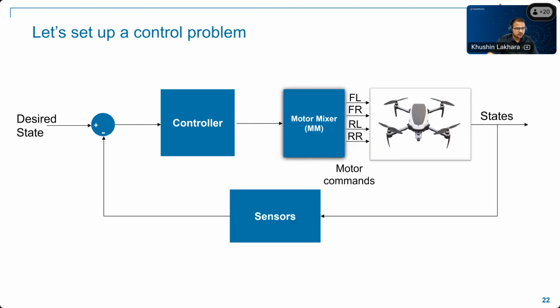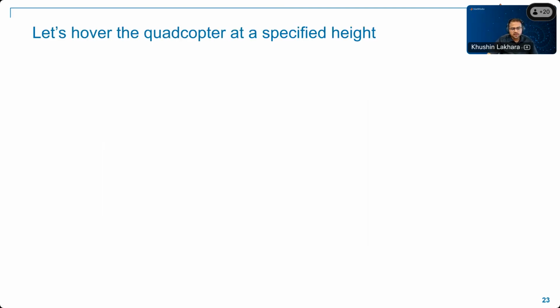So let's set up a control problem and see what all things are needed. Consider a case where we have to hover the quadcopter at a specified height. You all would have learned about closed loop controllers in your engineering program, so we'll take that simple case and see how it works.